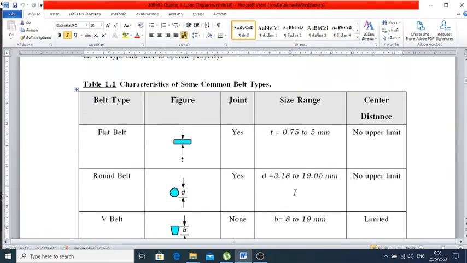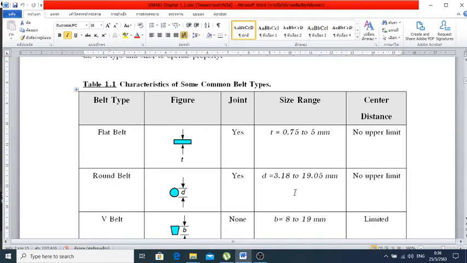You're going to get some idea about the characteristics of some common belt drives, which I put down in this table. You may see the first line there is the flat belt. The cross section is square or rectangular. The joint is made between the two ends. The thickness is from 0.75 to 5 millimeters, and the center distance has no upper limit, so it can be as long as possible. You can apply it anywhere.